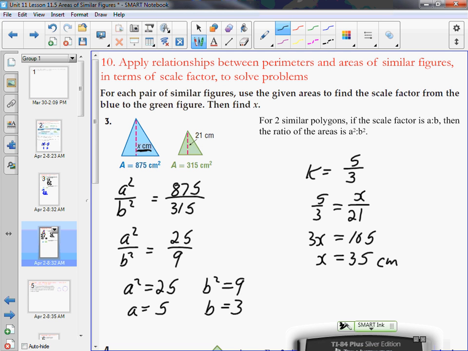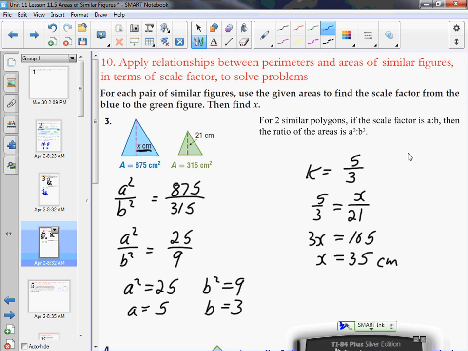Now, at the risk of getting too far into the woods on radicals, let me show you something else. Y'all with me so far? Do you think you can work one like that? For that, could you not just do x over 875 and 21 over 315? Well, they tell us to find the scale factor first, so I'm following the directions. Y'all see what he's talking about?